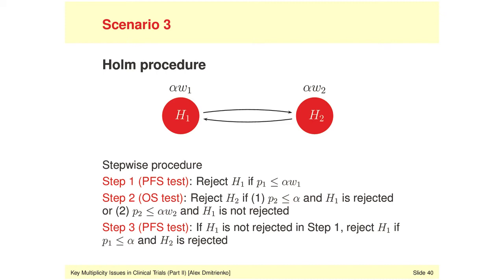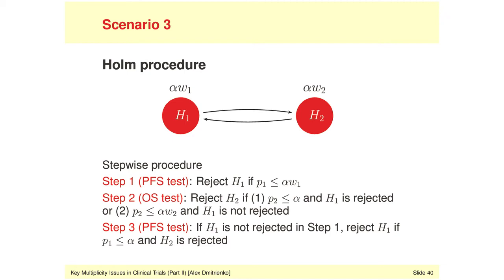We can begin with the PFS test, and we can reject the corresponding hypothesis of no effect, the hypothesis H1, if its p-value is less than or equal to alpha times the initial hypothesis weight, which is W1. If we can reject the null hypothesis, or even if it's not rejected, we can proceed to step 2, which is going to focus on the overall survival test. Here, the significance level that will be applied to the overall survival test is going to depend, of course, on whether or not we were able to reject the PFS hypothesis in step 1. This was indeed the case.